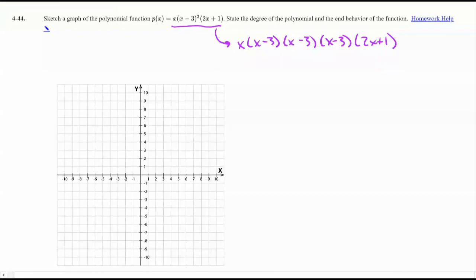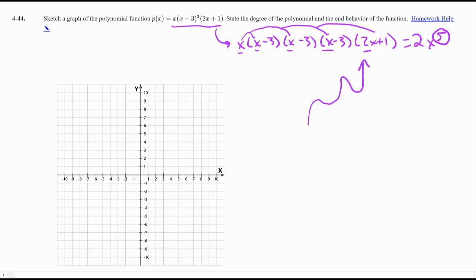If I were to multiply all these things together, I would multiply all of these x's together and I would get 1, 2, 3, 4, 5. My first term would be 2x to the power of 5. And so that tells me that this is going to be a fifth degree polynomial, which normally is going to have something that looks kind of like this if it's positive, because it's going up 1, 2, 3, 4, and 5, that's fifth degree. We don't know exactly what it's going to look like, but it does tell me the end behavior.